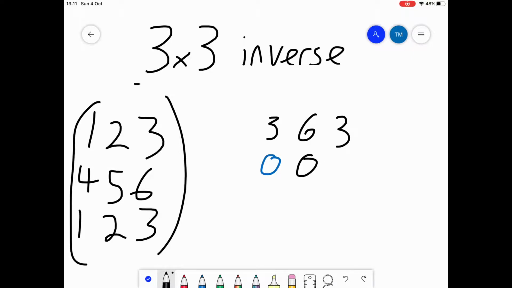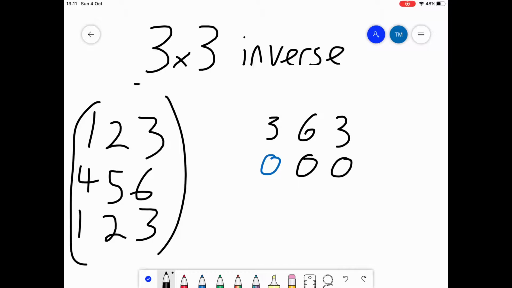And then we go across to 6. We cover up the row and we cover up the column. Now we're left with 1, 2, 1, 2. 2 minus 2 is 0. So yeah, I picked this matrix because it would be nice and easy. We'd have 3 consecutive zeros in the middle. Now we move down to the bottom row.